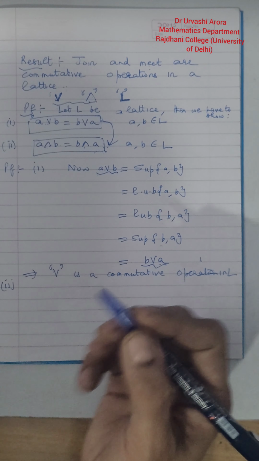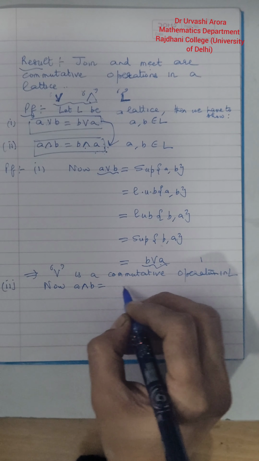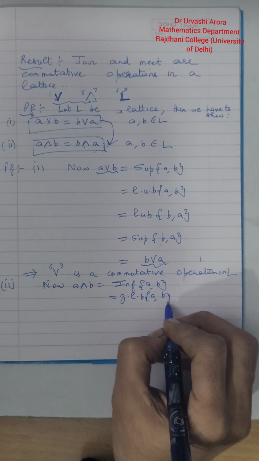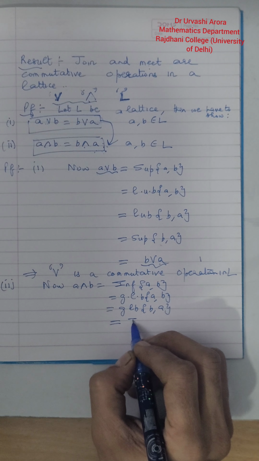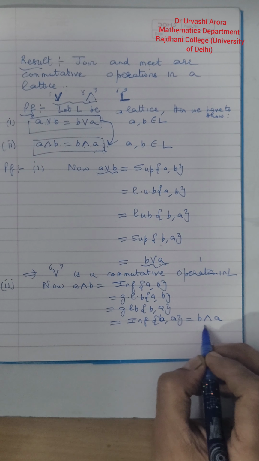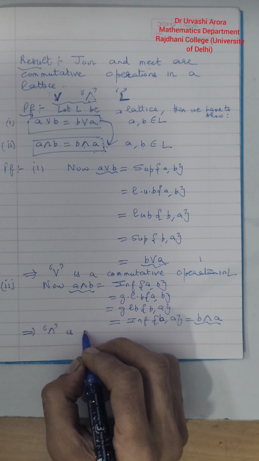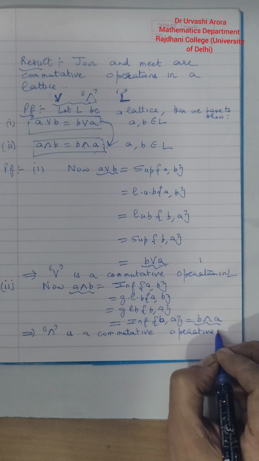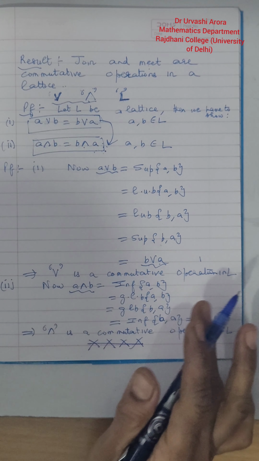But otherwise, you can also immediately infer that meet is a commutative operation, because if you consider A meet B, then A meet B is the infimum of A and B by definition, and the infimum of A and B is the greatest lower bound of A and B. Rather than writing it as the greatest lower bound of A and B, we can write it as the greatest lower bound of B and A. You can change the order of the elements, and the greatest lower bound of B and A is the infimum of B and A, which is B meet A. So A meet B is proved to be equal to B meet A, which means that meet is a commutative operation. So independently, part 2 can be shown like this, or you can show part 1 first and then use the duality principle. So that is all about the result that join and meet are commutative operations in a lattice.